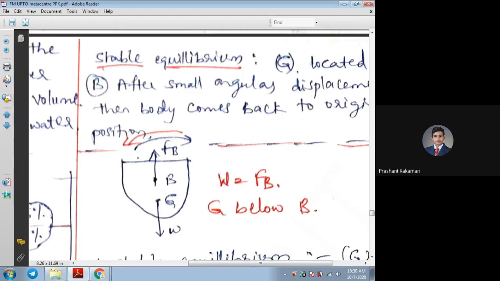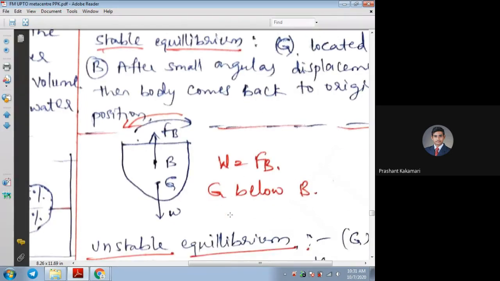Keep in mind where the center of gravity is. If the center of gravity is lower than the center of buoyancy point, then the body is always stable. Whatever couple you apply or whatever movement you give, after some time it will retain its original position because of the lower point of this G. So always for such floating bodies, we have to maintain the center of gravity below the center of buoyancy.